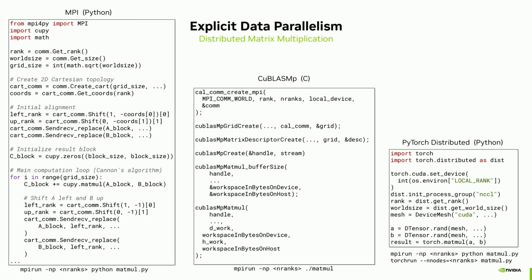In the second example, we have cuBLASMp. cuBLASMp is basically BLAS, the old linear algebra library that is accelerated, so cuBLAS running on CUDA, and then Mp for multiprocessing. So it's linear algebra on multiple GPUs. And this one is in C, so it's a bit more verbose, but the idea is the same. Now we have to worry about these grids of GPUs. We have to describe to the library how our data is distributed.